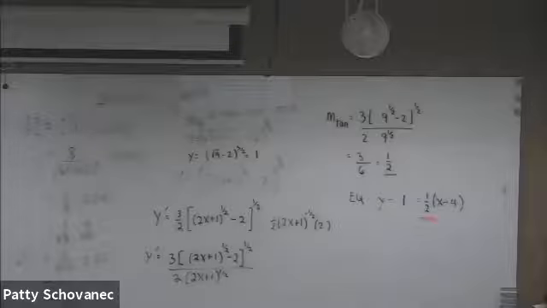Number 3 goes, find the equation of the tangent line to x cubed plus y cubed minus 9xy equals 0, and then at the point (2, 4). All right, let's switch boards. This is number 3.